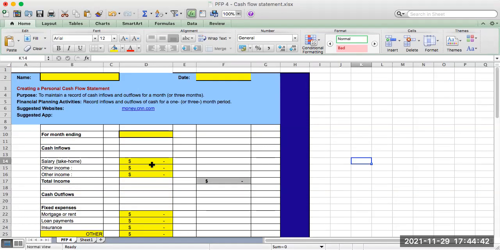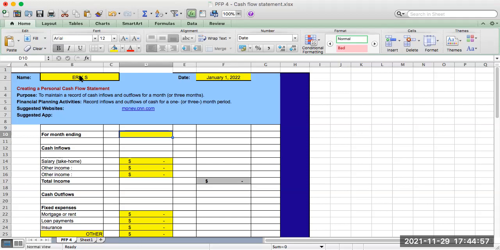Like with all the other ones, the yellow cells are what you need to fill in. So we'll say Eric S. We'll say 1st of January, 2022, month ending. Now, what we're going to do is look at a one-month period.